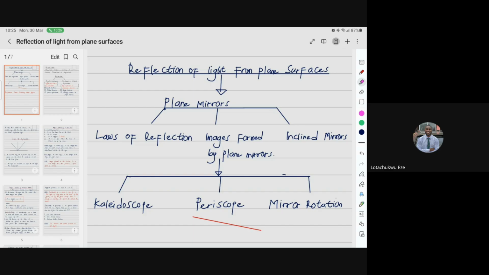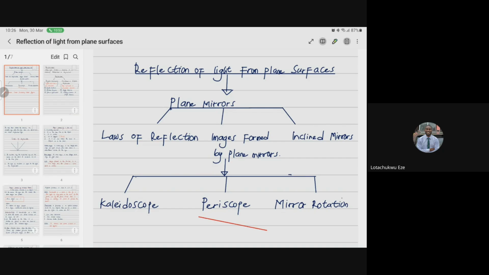Now we'll look at reflection of light from plane surfaces, so I'll be looking at plane mirrors. Under plane mirrors, we have the laws of reflection, the images formed by a plane mirror, and inclined mirrors. We'll look at the kaleidoscope, then the periscope, and then mirror rotation. All of these things are what we're going to look at here.